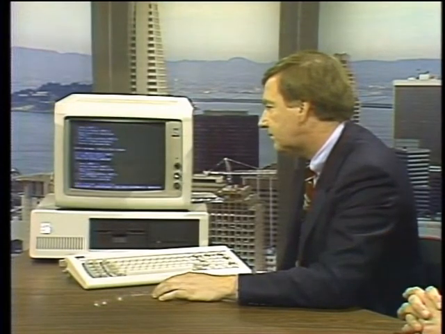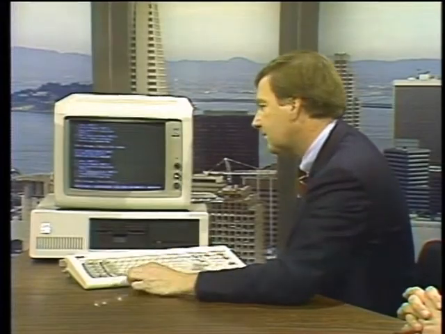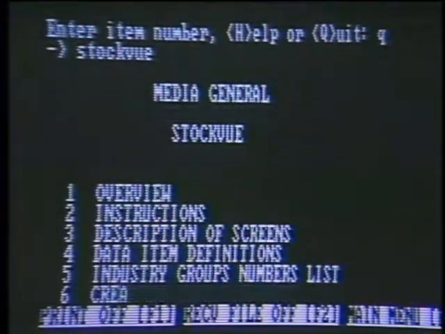Okay, now we're online now, right, to your service? Yes, we are. We're online to Source Telecomputing in McLean, Virginia. And you're asking it to do what right now? Well, I'm asking it to move from the main menu and go to information that's provided to the system by Media General in Richmond. Media General keeps the financial information, and there is their screen.